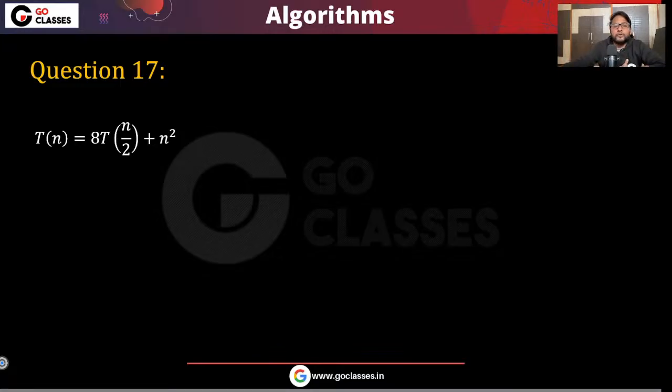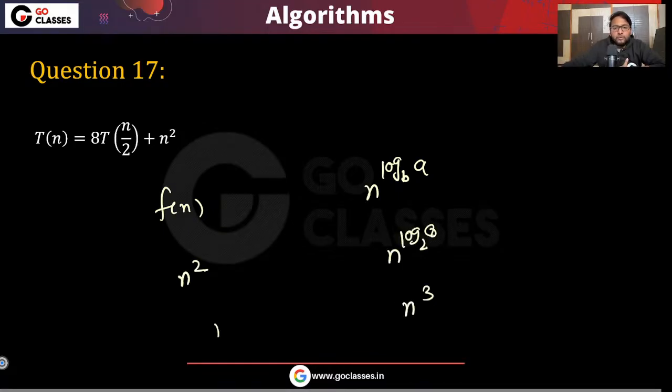Can you tell me in this, what is f(n)? What is n to the power log base b a? See, f(n) is n square, n to the power log base b a is 2 and then 8. This is n cube. So which one is the answer? Can you tell me the answer in terms of theta? Let me know.